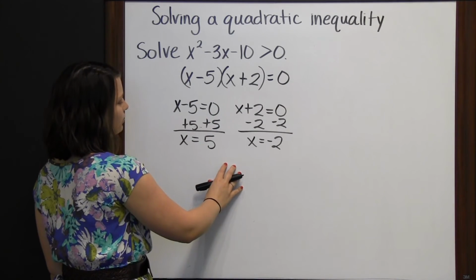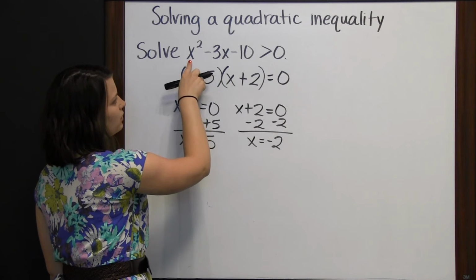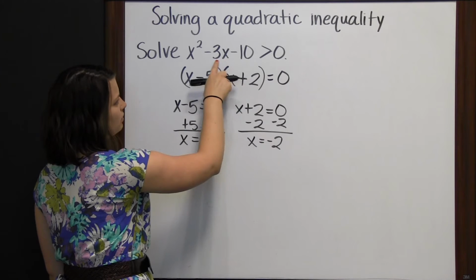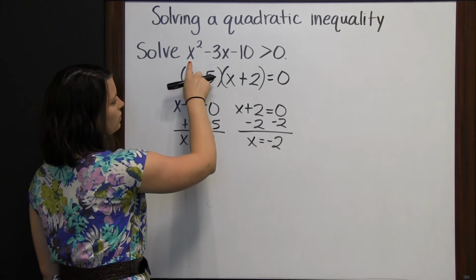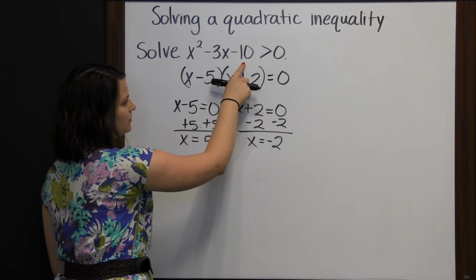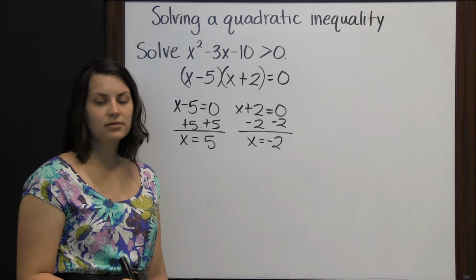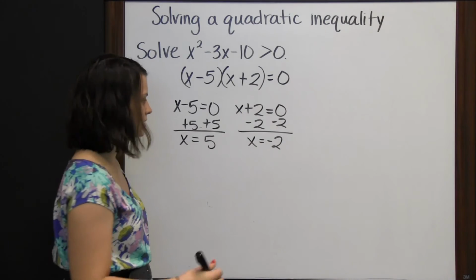So we're going to try 0, because that's a number between negative 2 and 5. 0 squared is 0. Minus 3 times 0. 3 times 0 is 0. So 0 minus 0 minus 10, that's negative 10, is greater than 0. That's not a true statement. Negative 10 is not greater than 0.